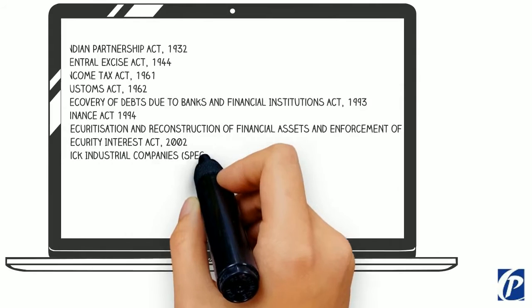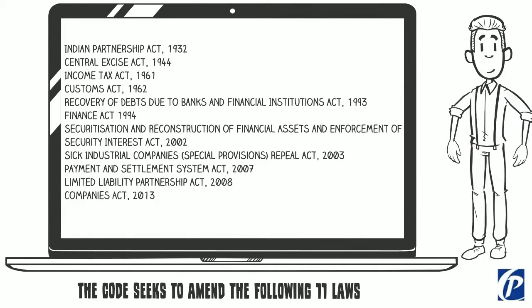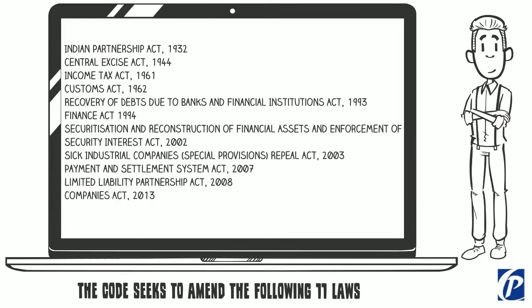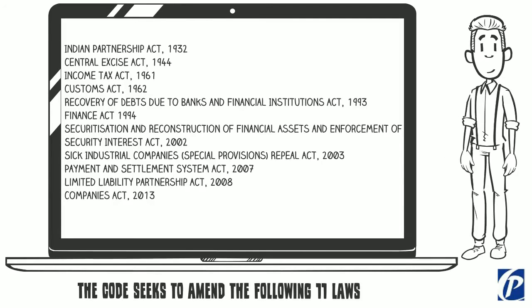The code seeks to amend the following 11 laws. Indian Partnership Act, 1932. Central Excise Act, 1944. Income Tax Act, 1961. Customs Act, 1962. Recovery of Debts Due to Banks and Financial Institutions Act, 1993. Finance Act, 1994.